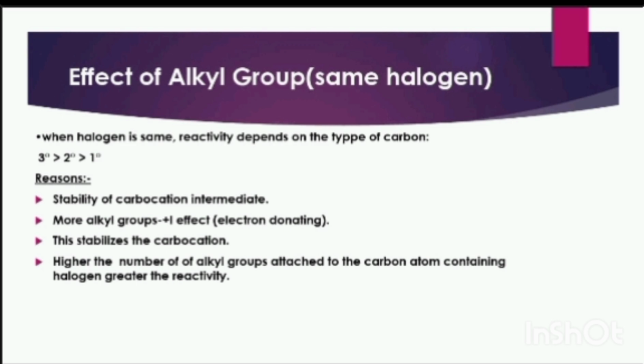Next, effect of alkyl group. When halogen is same, reactivity depends on type of carbon. Reasons: stability of carbocation intermediate, more alkyl groups plus I effect. This stabilizes the carbocation. Higher the number of alkyl groups attached to the carbon atom containing halogen, greater the reactivity.